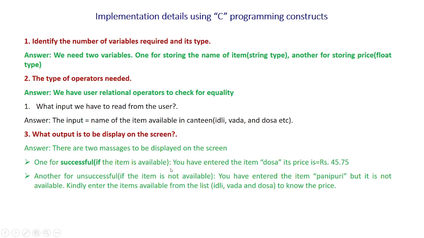When the item is available, it should display the price in this manner: you have entered the item dosa, its price is so and so. And if the item is not available, then it has to display the message: you have entered the item so and so, but it is not available. So kindly enter the items available from the list, and it has to display the list of the items which are presently available in the canteen, right?